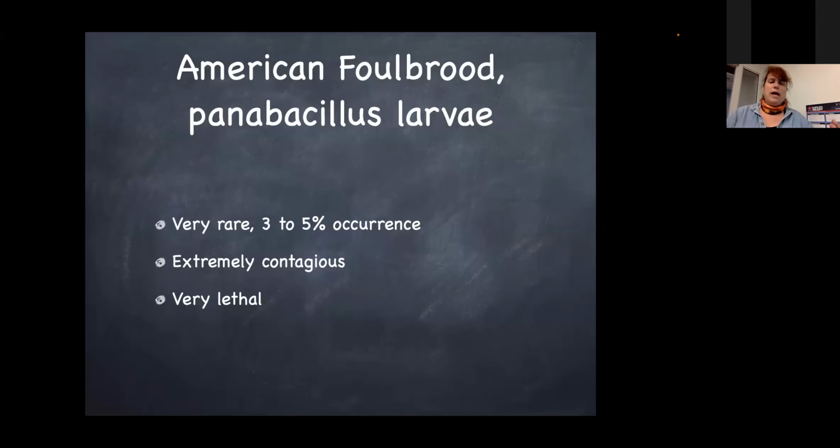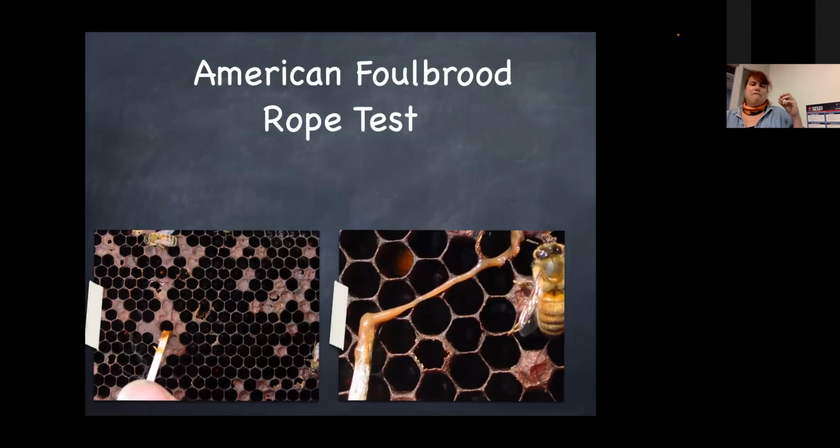So what happens is that the foulbrood gets into the hive, and it's a bacterium, and it basically dissolves the larval bee. It attacks the larval bees when they're pretty late in their development.